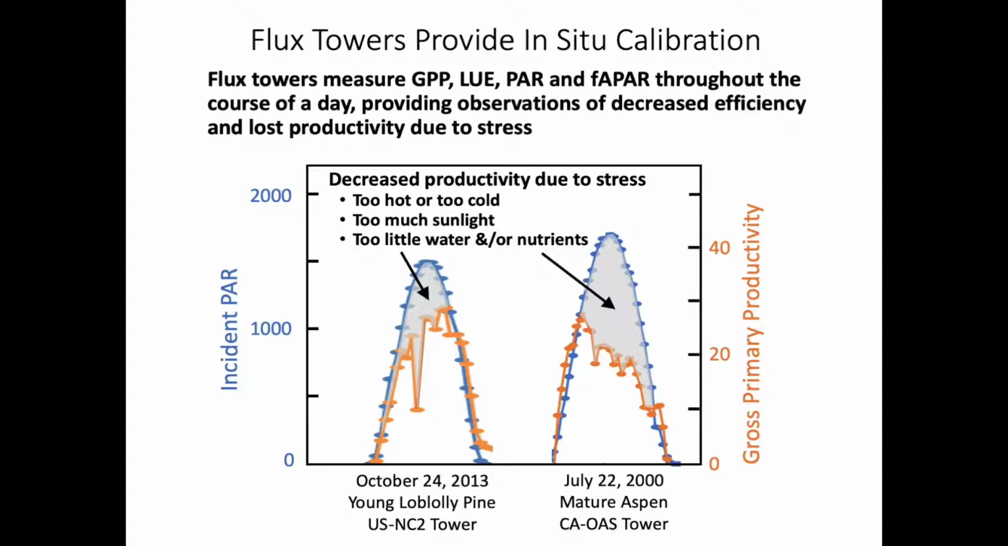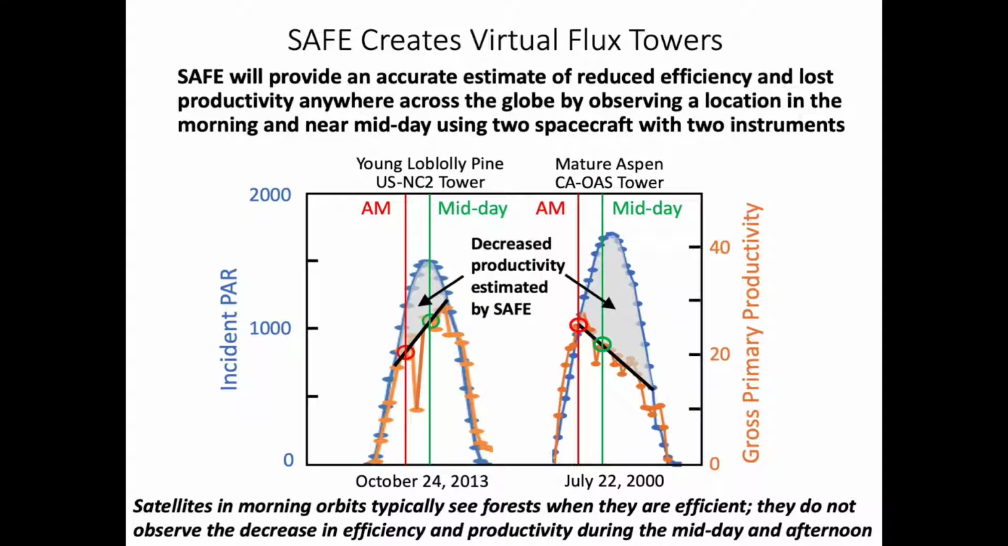Globally, flux towers provide the opportunity for in-situ calibration, since they do measure gross primary productivity, light use efficiency, PAR, and FA-PAR throughout the course of a day, providing observations of decreased efficiency and lost productivity due to stress. Importantly, SAFE will provide the first management scale and accurate estimate of reduced efficiency and lost productivity anywhere across the globe by observing a location in the morning and near midday using 2 spacecraft with 2 instruments.